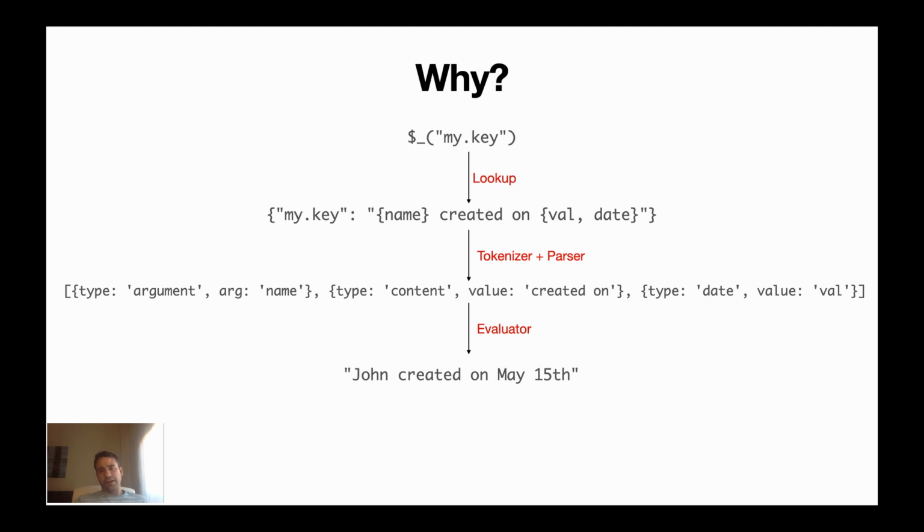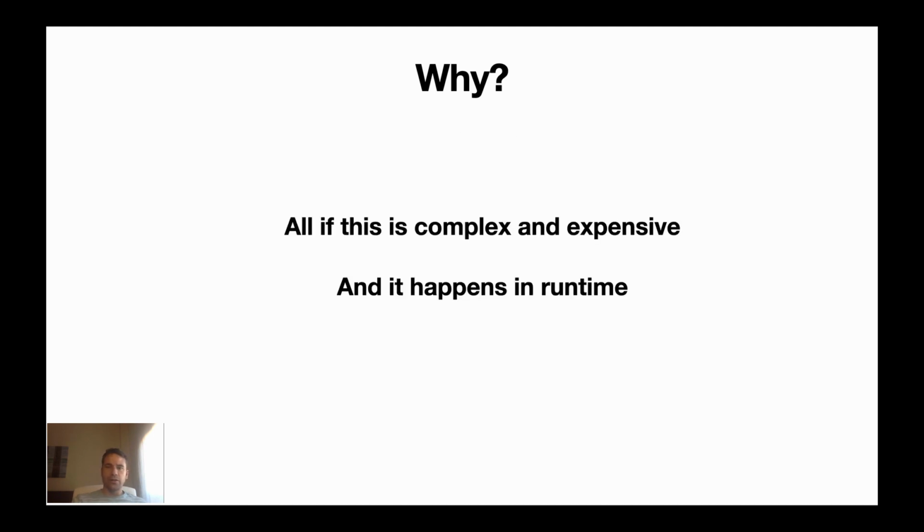And why are they so big? I started digging into how these kinds of libraries work, and it's always the same. When you ask a library to translate a key, that key is looked up in a dictionary to get the ICU string for that key, and then that string is passed to parser and tokenizer functions that generate some abstract representation that is then passed into an evaluator and fed with variable arguments, so it can generate the actual string you see on the screen. And all of this is pretty complex and expensive because this happens at runtime.